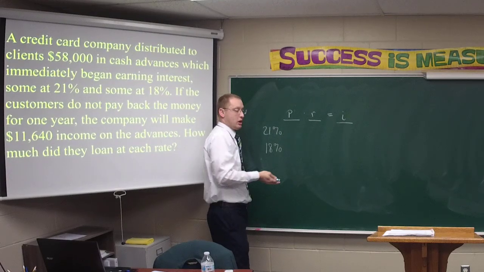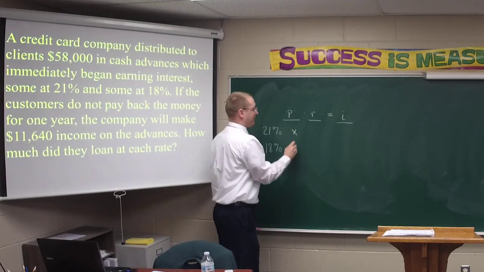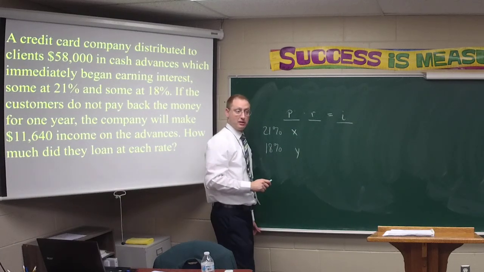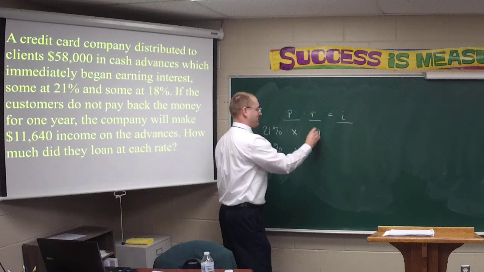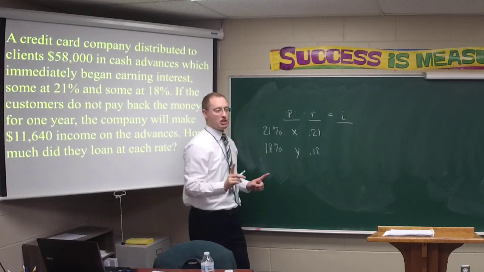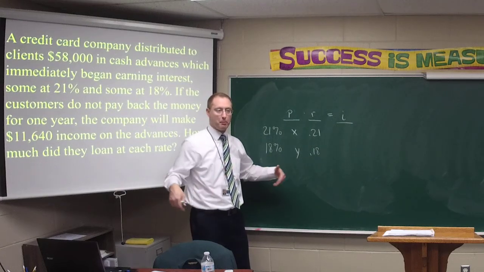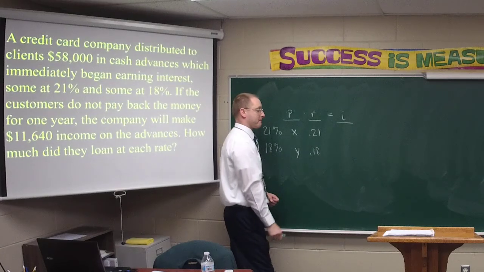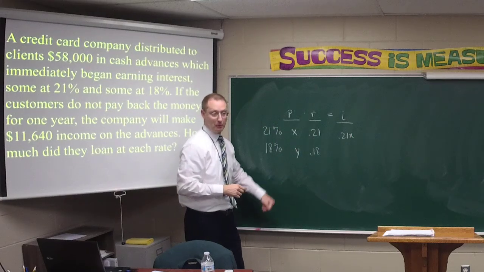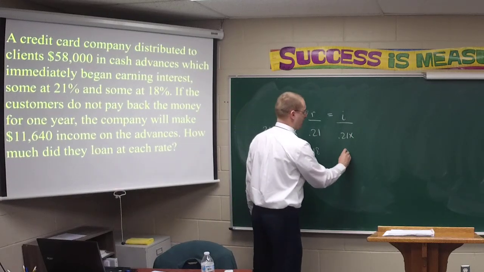So let's call those unknowns, class, X and Y. I do know the rate that the 21% people are charged, 0.21, and the rate that the 18% people are charged, 0.18. So I know how much interest the 21% people paid total, 0.21x. And I know the interest that the 18% people paid total, 0.18y.